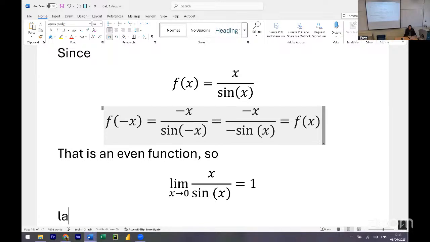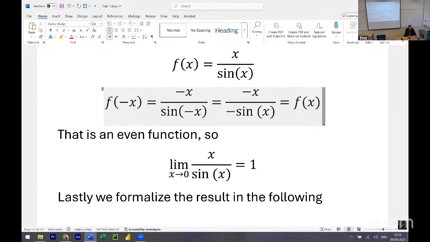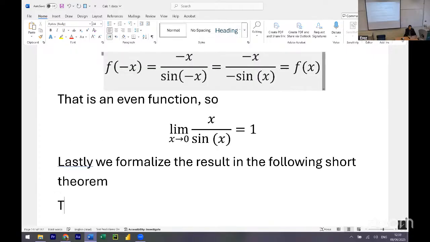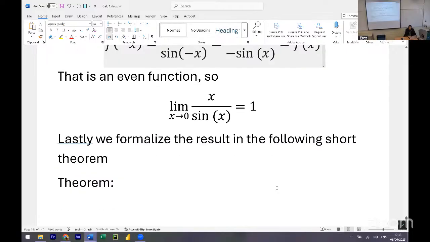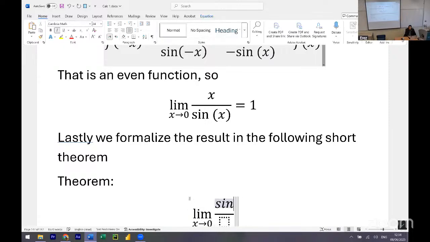And lastly, we formalize the result in the following short theorem, short to describe the result. Theorem. The limit as x goes to 0 of sine of x over x. What does that equal to?